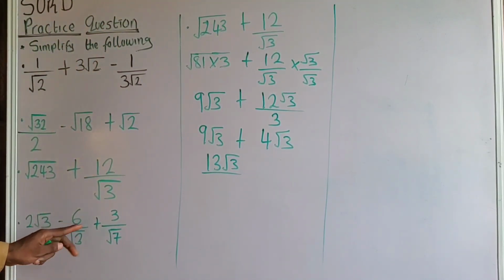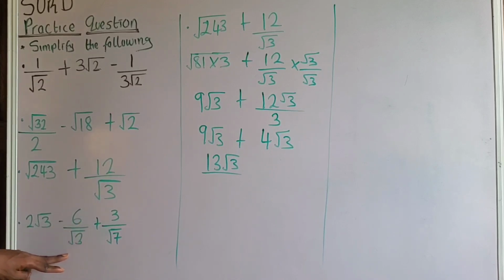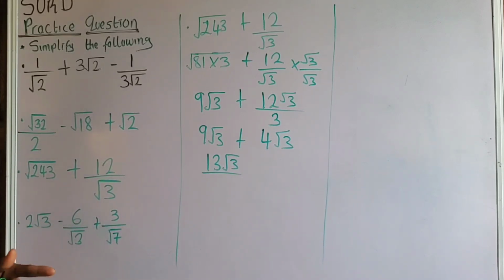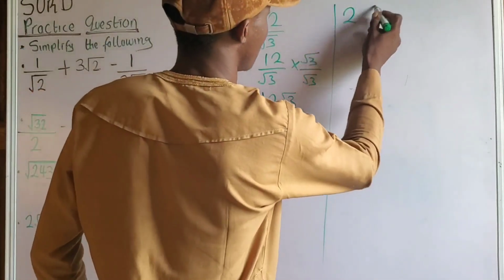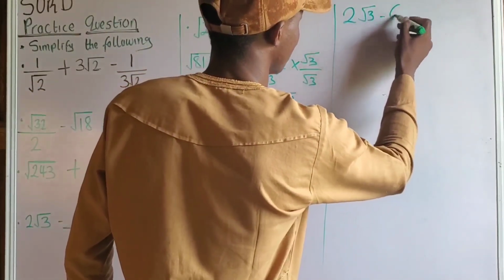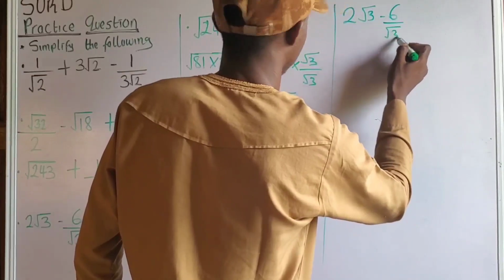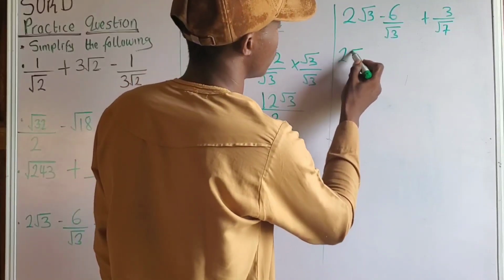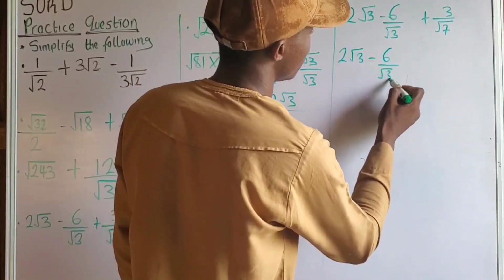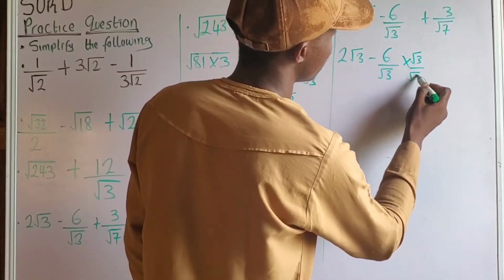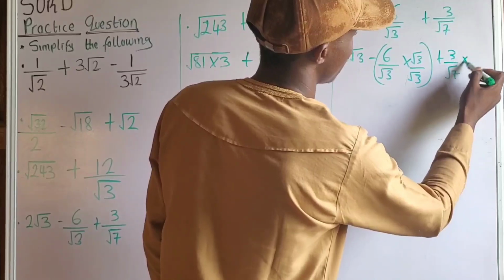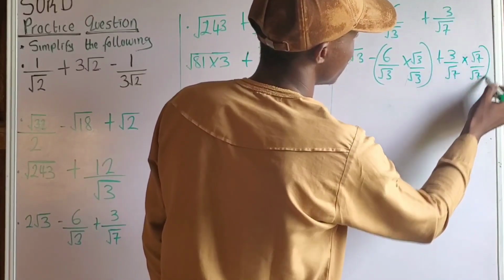The reason is because this 6 over root 3 has an irrational part at the denominator, which is root 3. While the second fraction which we have here, 3 over root 7, also contains an irrational part at the denominator. So to solve this question, we have to first rationalize. Now let us rationalize. I'm going to have 2 root 3 minus 6 over root 3 multiplied by root 3 all over root 3, put this in brackets, plus 3 over root 7 multiplied by root 7 all over root 7. Okay, do you understand?